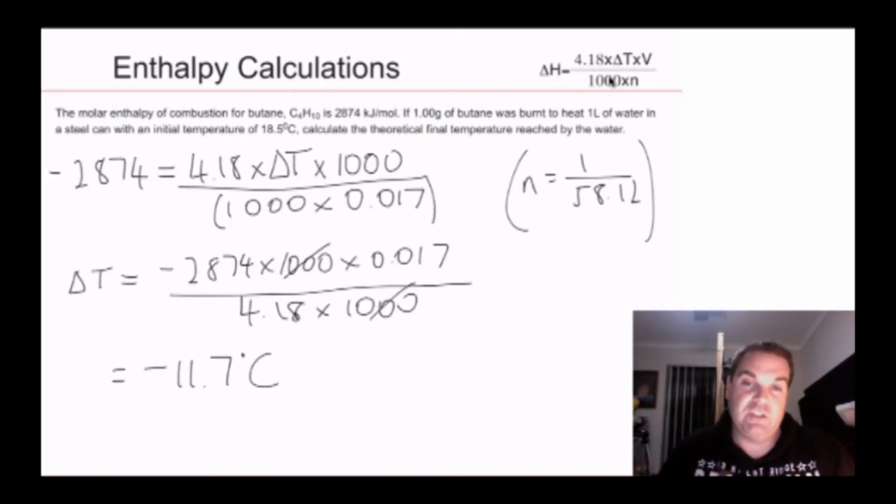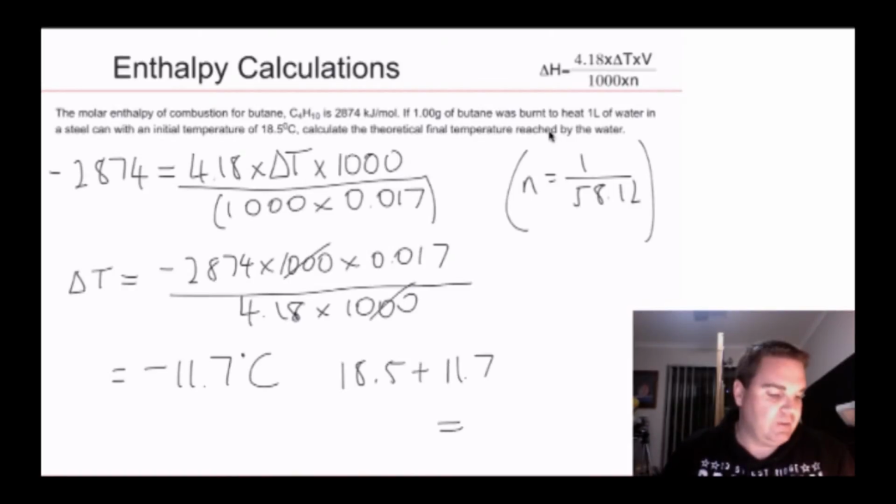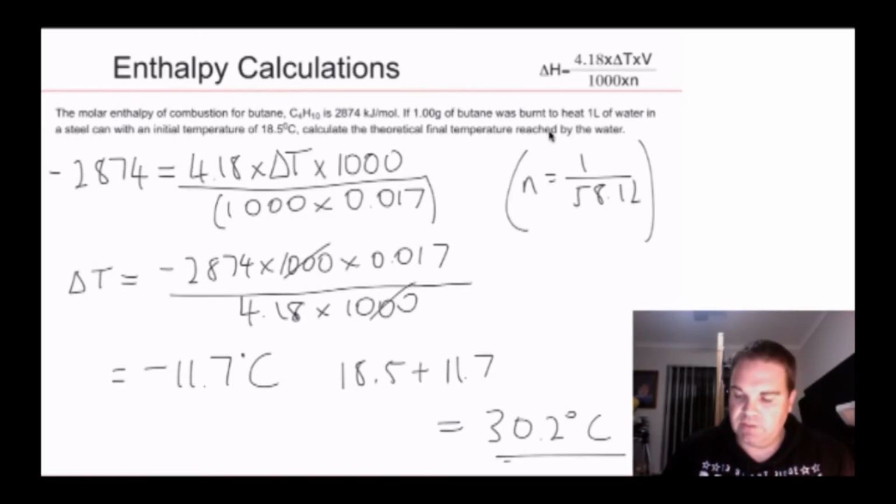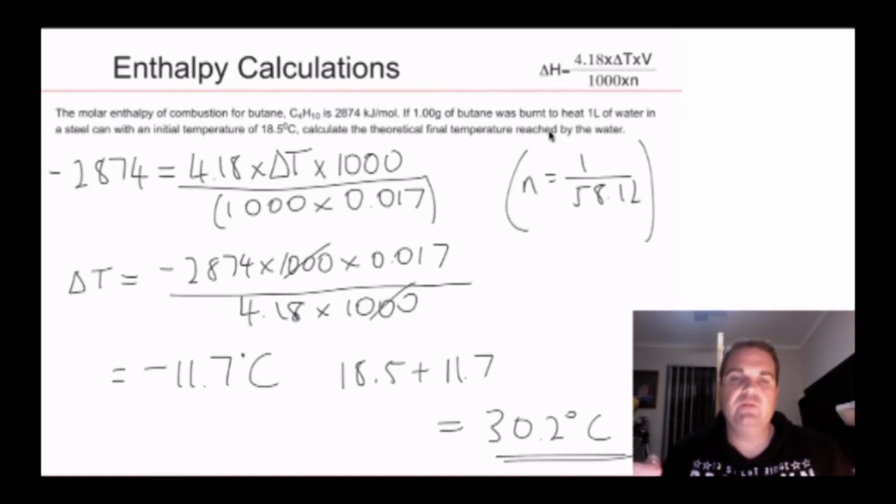Okay, now that's your change in temperature, and what the question is asking us to do is the final theoretical temperature. Okay, so if we started with 18.5, we need to add in our change in temperature, which is 11.7, and we're going to get in the end a final theoretical temperature of 30.2 degrees Celsius. All right, now it's theoretical because we're just doing it based on numbers. In theory, in actual practicality, if you do this in the lab, you're probably going to get less than that.